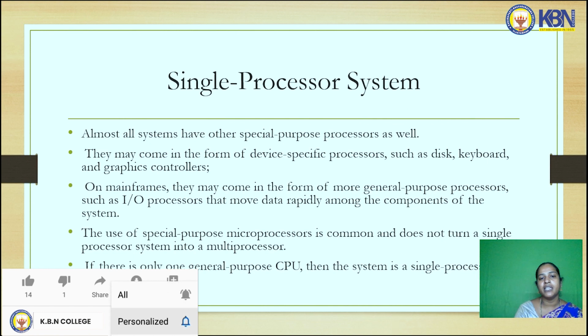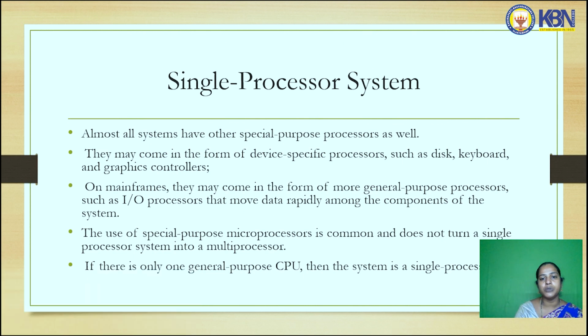On mainframes, they may come in the form of more general purpose processors, such as an IO processor that moves data rapidly among the components of the system. The use of special purpose microprocessors is common and does not turn a single processor system into a multiprocessor. If there is only one general purpose CPU, then the system is known as a single processor system.